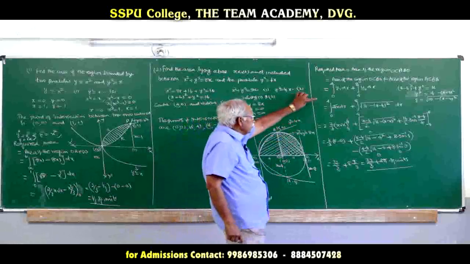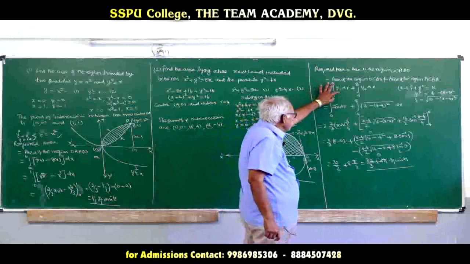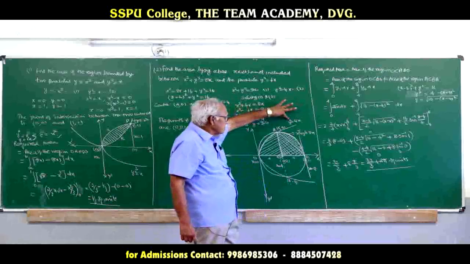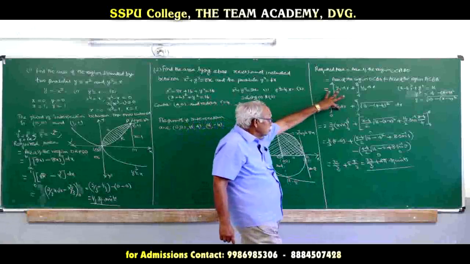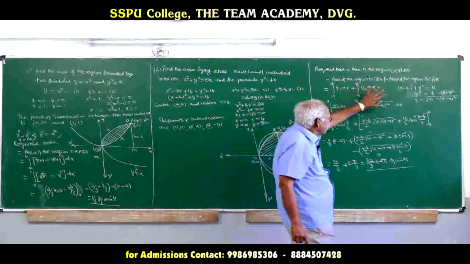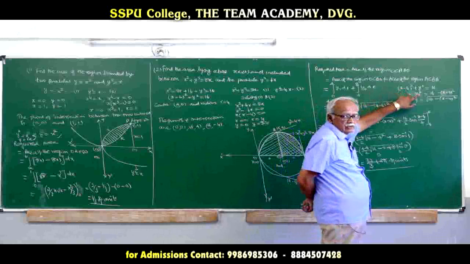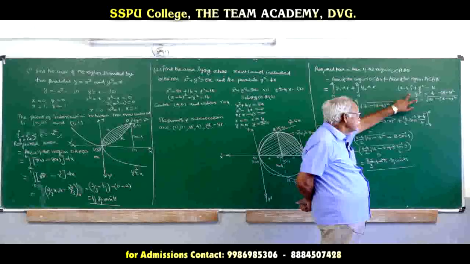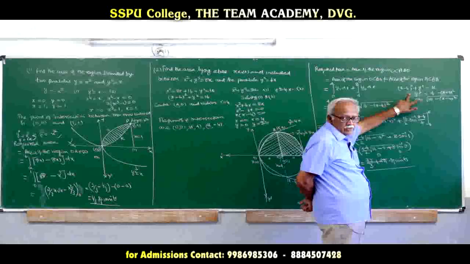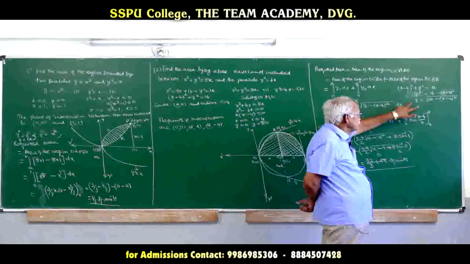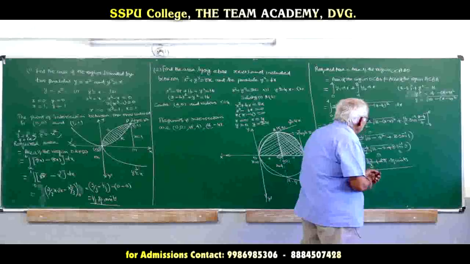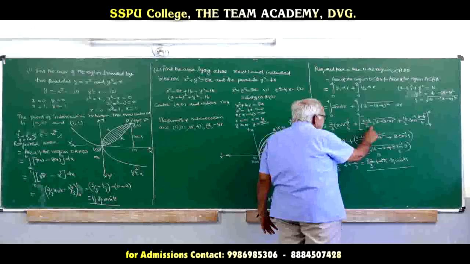Now, the integration becomes 0 to 4, y1 is taken from y square is equal to 4x, that is y is equal to 2 into root x. Then y2 is taken: (x minus 4) whole square plus y square is equal to 16, y square is 16 minus (x minus 4) whole square, y is equal to root of 16 minus (x minus 4) whole square. Now, you substitute this and apply the formula.